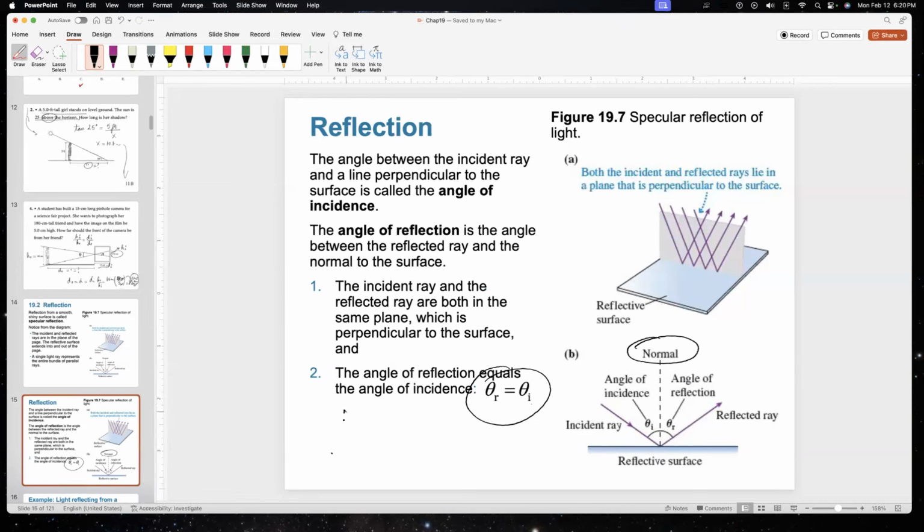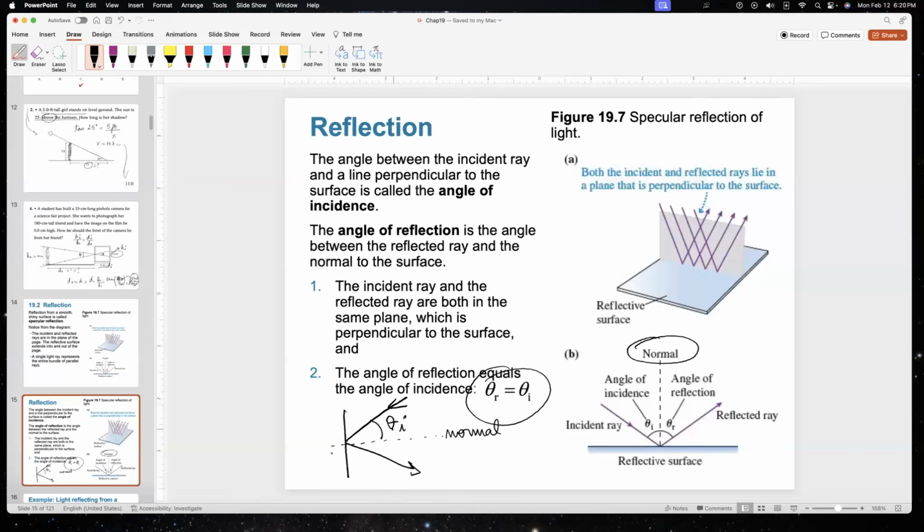What's the first thing you need to do? Draw an imaginary normal or perpendicular line to that surface. Any angle of incidence or reflection: say a ray is coming in, this is going to be your theta incident, theta I, of incidence coming in, and this is going to be your theta R, reflected, getting out. So these angles need to be measured with respect to the normal line.